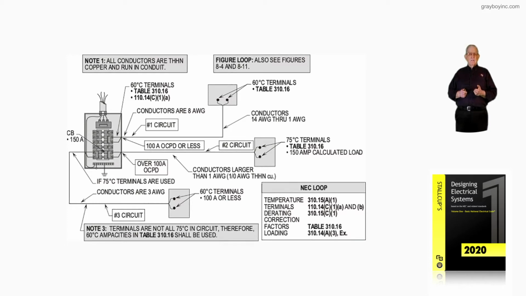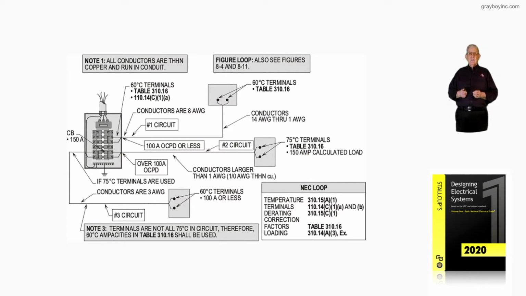Now, the next note at the bottom says terminals are not all 75 degrees C in each circuit. Therefore, if you're 100 amps or less and they're not identified 60/75 or 75, then the 60 degrees C ampacities in accordance with Table 310.16 shall be used. And if you want more information on this in greater detail, with more understandable text, see figures 8-4 and 8-11.